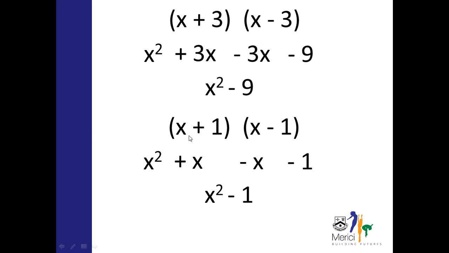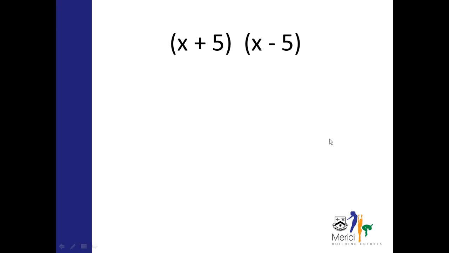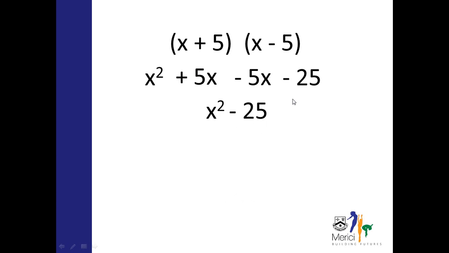Now a shortcut on this can be that you just need to multiply the x's together and then the numbers together, and that's your final answer. So if I just put the x's together, I'll get x squared. If I do the 5's together, I'll get minus 25. I'll do it the long way here, just to prove again that these cancel each other out, and I end up with this.